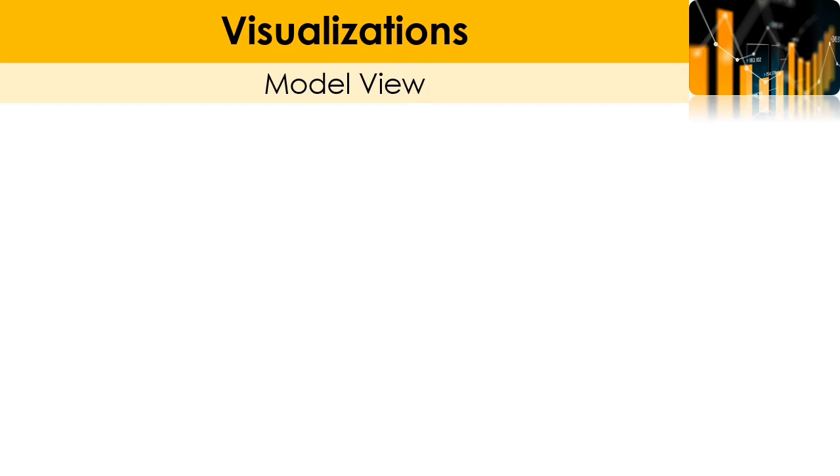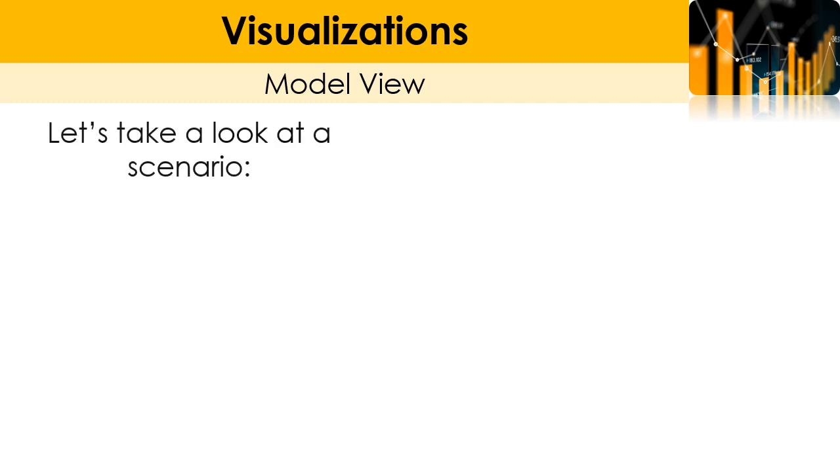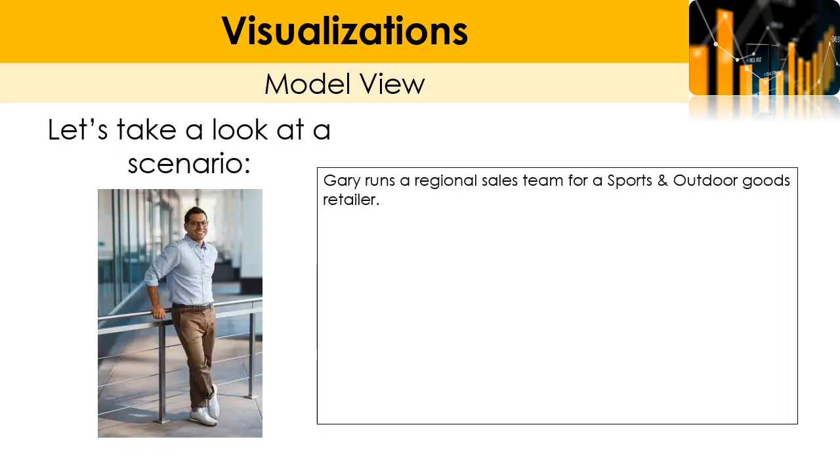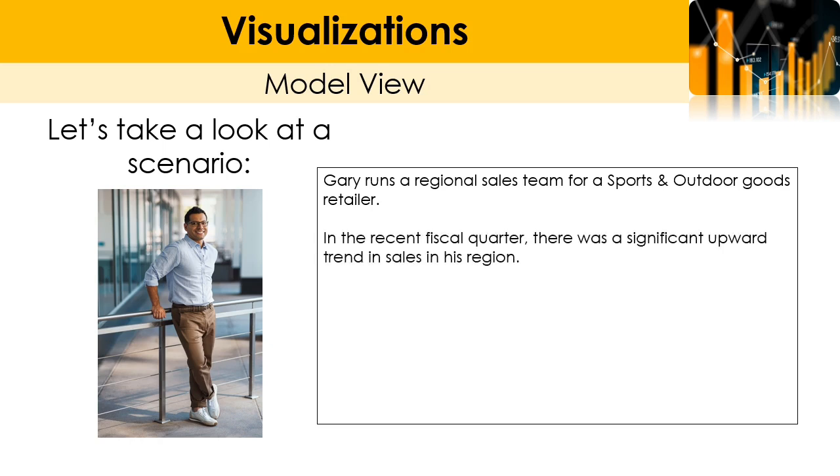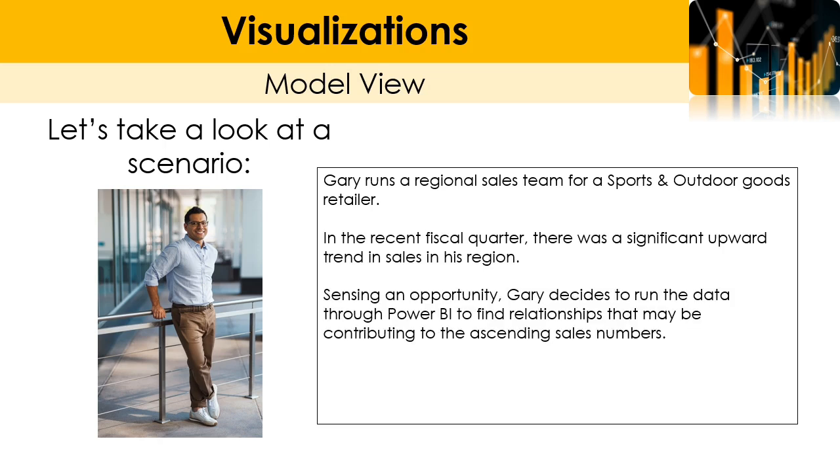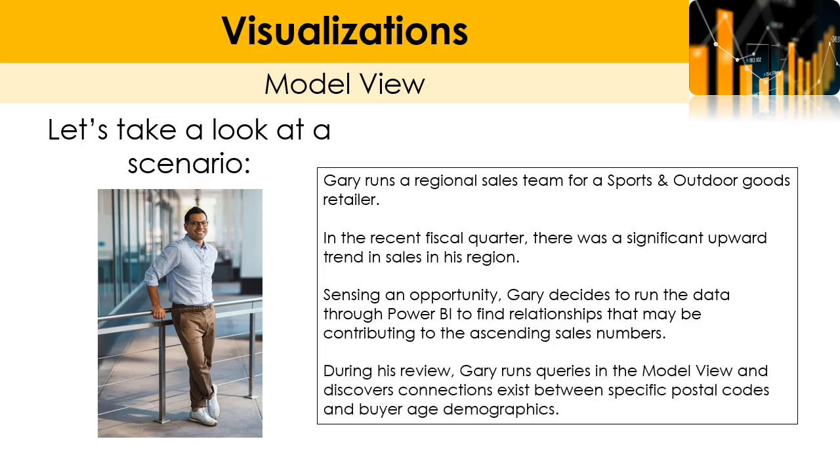To help us understand the model view, let's take a look at a real-world scenario. Gary runs a regional sales team for a sports and outdoor goods retailer. In the recent fiscal quarter, there was a significant upward trend in sales in his region. Sensing an opportunity, Gary decides to run the data through Power BI to find relationships that may be contributing to the ascending sales numbers. During his review, Gary runs queries in the model view and discovers connections exist between specific postal codes and buyer age demographics.